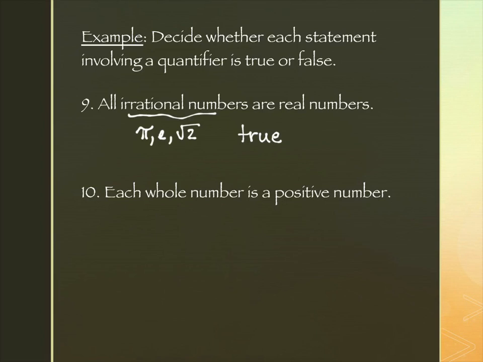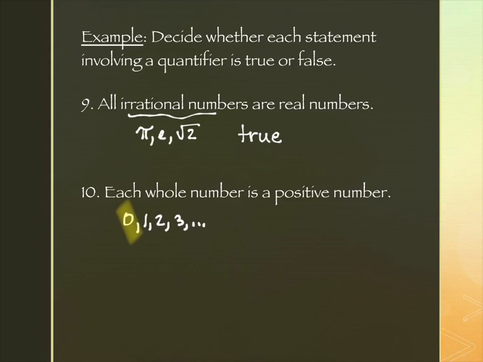Next one, whole numbers. It says each whole number is a positive number. Okay, so what are our whole numbers? 0, 1, 2. Okay, these are all our whole numbers. So you have to think about what are the whole numbers before you can make a decision here. Are all of these, and the list continues, positive? Zero. Zero is not positive. Correct? It's not negative either. It's neutral.